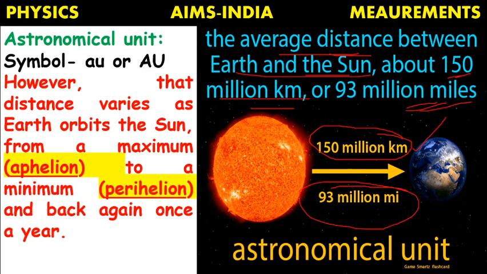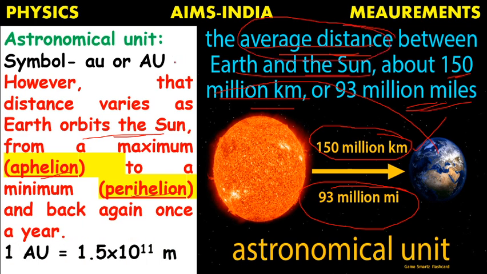But because the Earth revolves around the Sun in an elliptical orbit, the distance is not constant. It varies as the Earth orbits around the Sun from maximum aphelion to minimum perihelion in 1 year. So that's why they have taken the average distance as the basis. So one astronomical unit value is 1.5 into 10 power 11 meters. So it is one more practical unit.